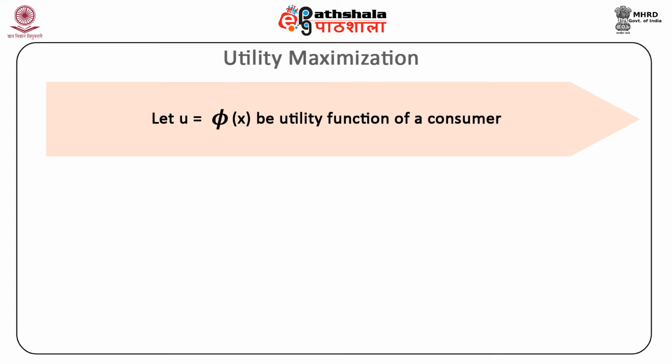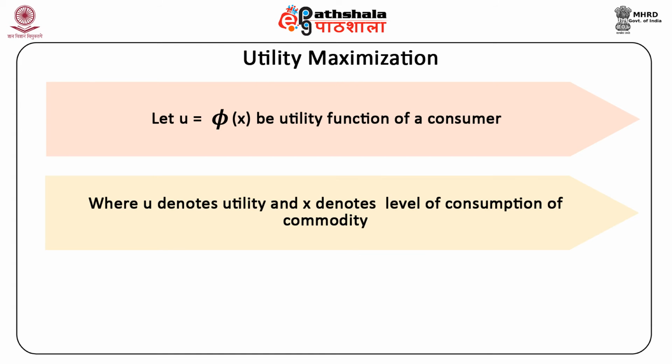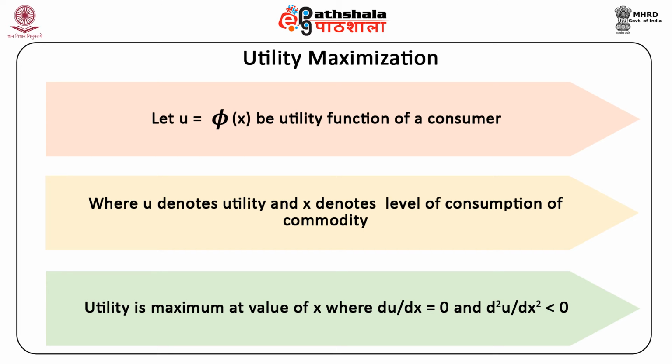Let u be a function of x, where u is the utility function of a consumer, u is utility and x is the level of consumption of a commodity. The utility is maximum at a value of x such that du/dx is equal to 0 and the double derivative of u with respect to x is less than 0.